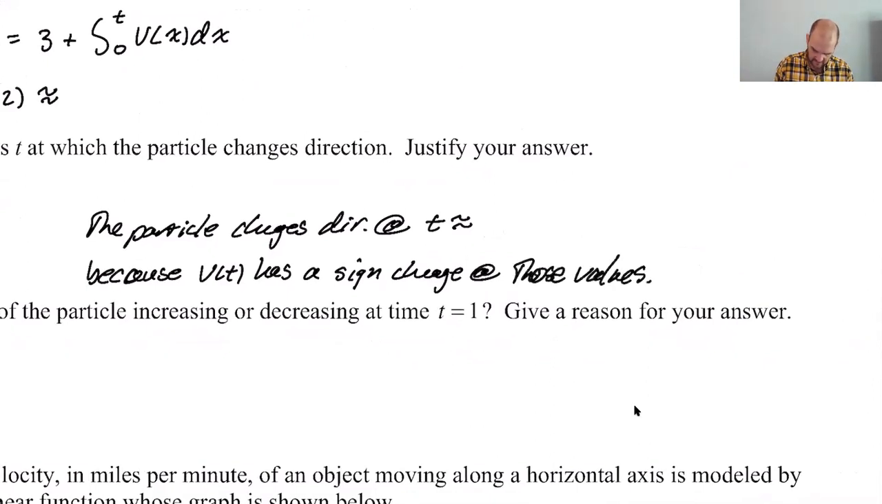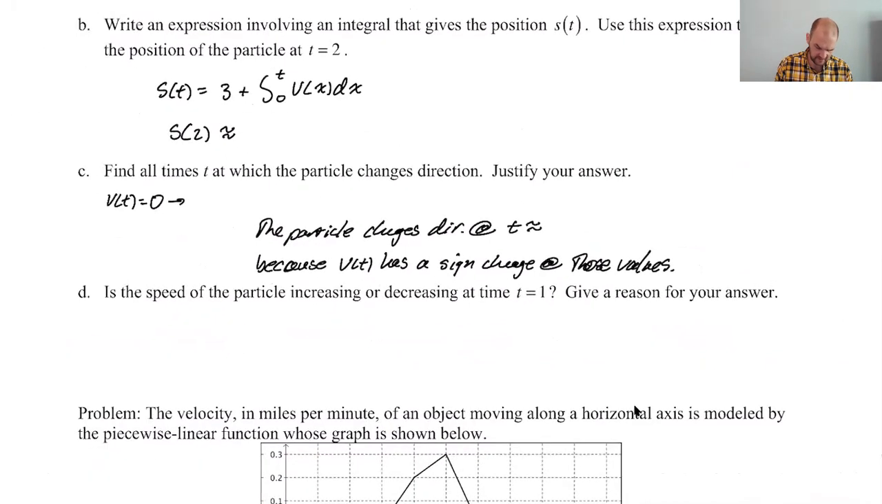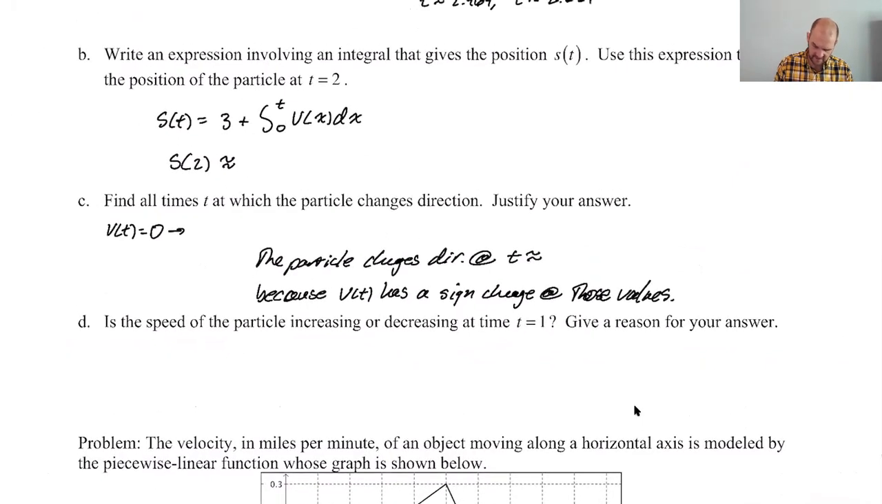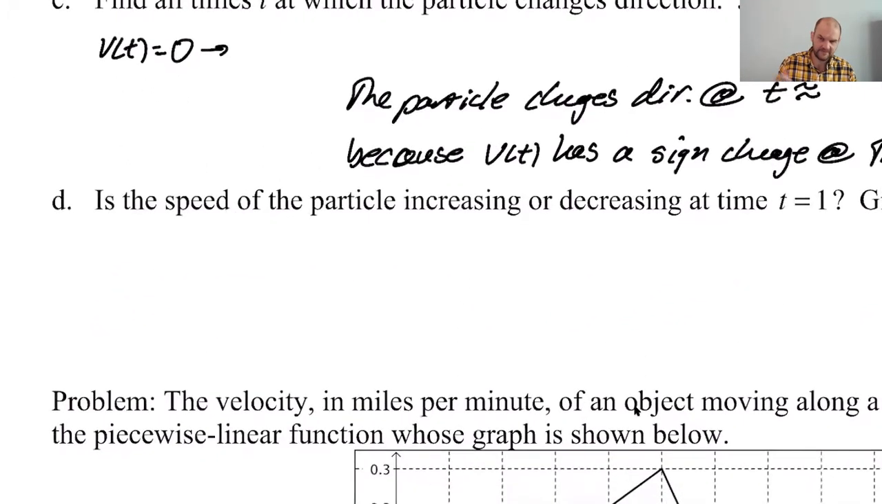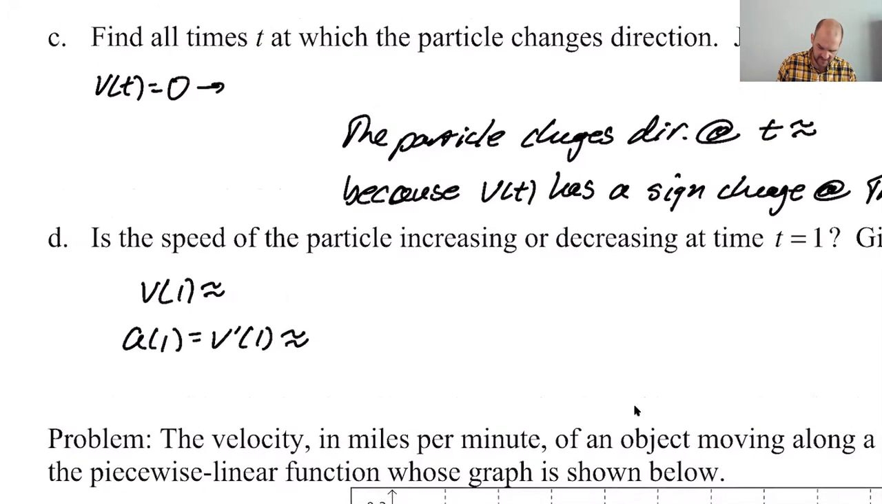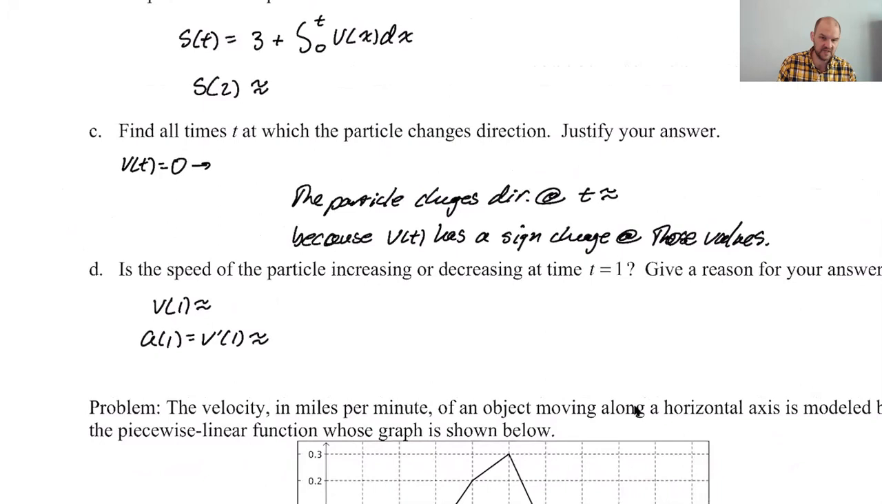Okay, let's use a calculator. Is the speed increasing or decreasing at t equals 1? So I'm going to need to find, let's not use the calculator. For speed increasing or decreasing, I'm going to find v of 1. I'm going to say a of t, so let's say a of 1 equals v prime of 1, and we'll get that. If they have the same sign, speed is increasing. If they have opposite signs, speed is decreasing.